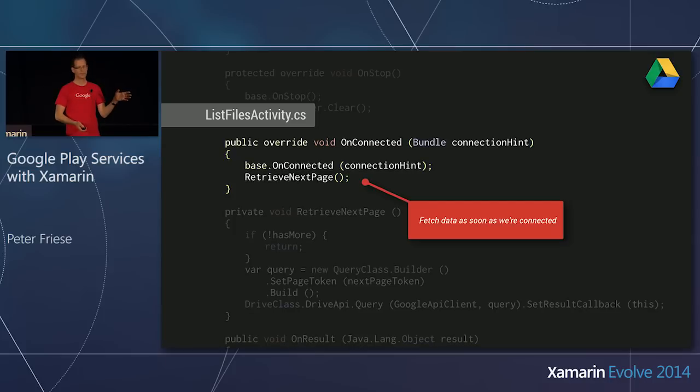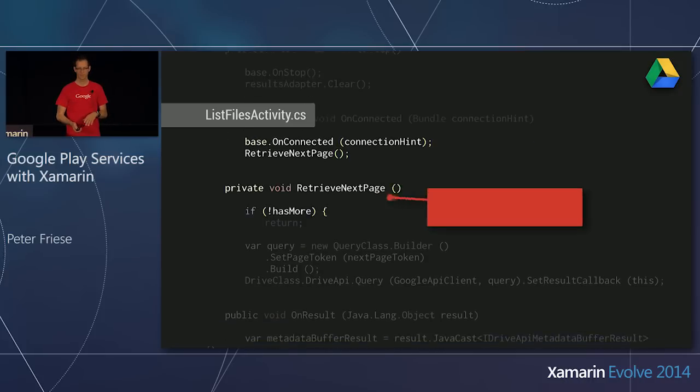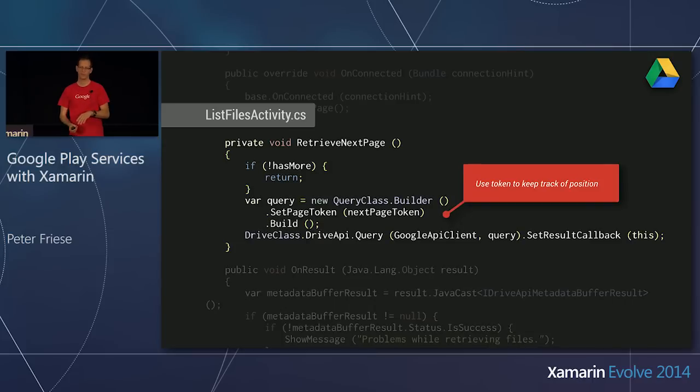And as soon as we connect, we ask Google Drive to provide us one page full of data. And here is the method retrieveNextPage, which basically uses the query builder to access the Google Drive API to fetch one page full of data. And you can use the query builder to build queries like list me all files that are of a certain MIME type, or that have a certain file extension, or have a specific name, and stuff like that. But for this example, we're basically listing all the files that the user has created before.